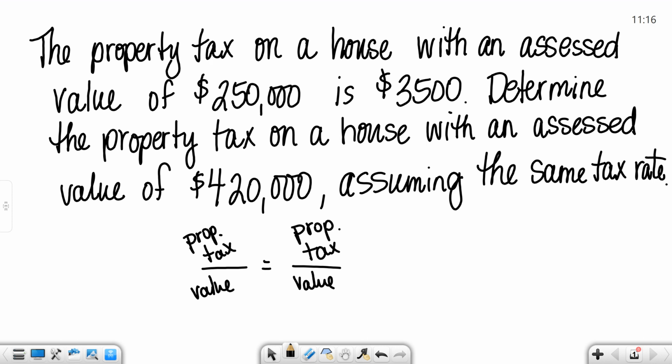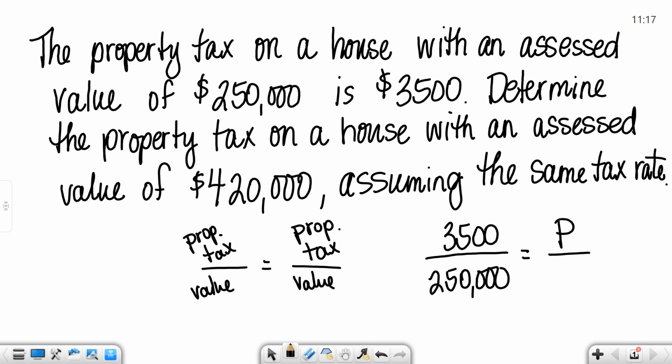Okay, so the property tax of that first house that we were told was $3,500. The value of that house was $250,000. Okay, that was given to me. We are asked to find the property tax, so I'm going to let P equal the property tax on this house that we're looking for. All right, so P is what I'm looking for this time. The value of this home is $420,000. So I have a proportion. All right, notice property tax over value equals property tax over value.